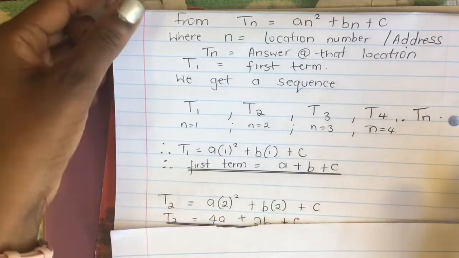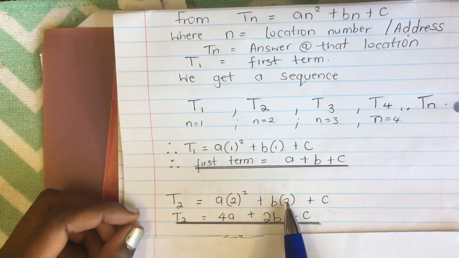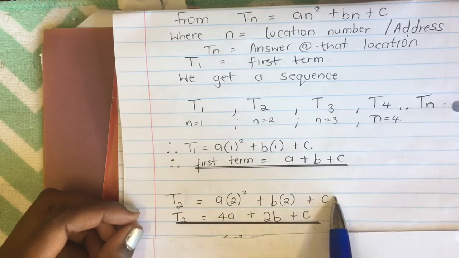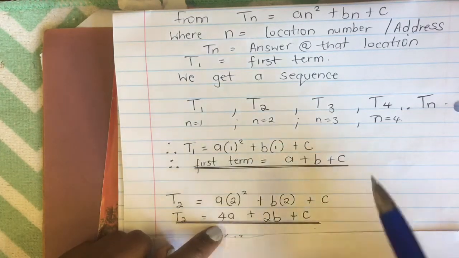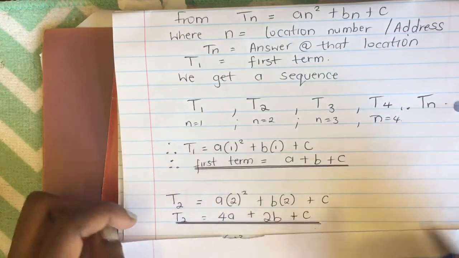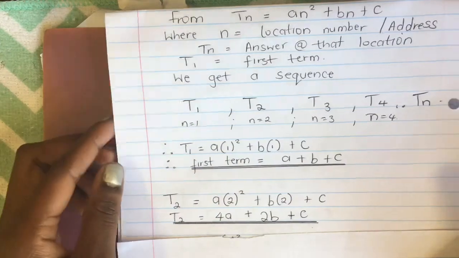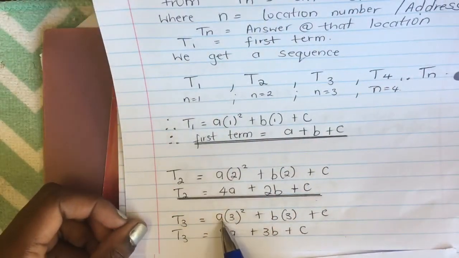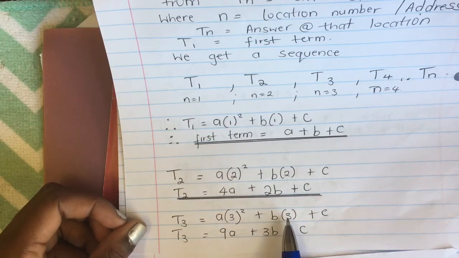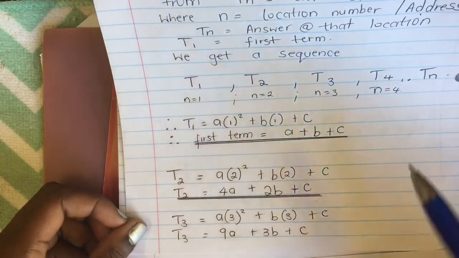And then for T2 we substitute 2 in place of n, so we have 2 squared, b times 2, and c, because c has no n, so it stays like that. Then T2 is equal to 4a plus 2b plus c, and this is always, because we're just working them out according to locations without finding a, b, c. And then we have T3, where we put in 3 for n: 9a plus 3b plus c becomes T3.